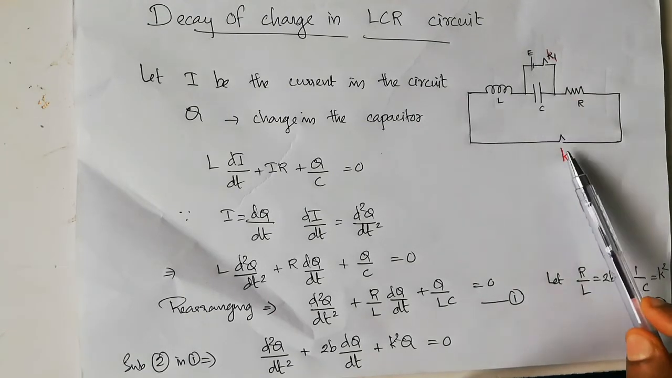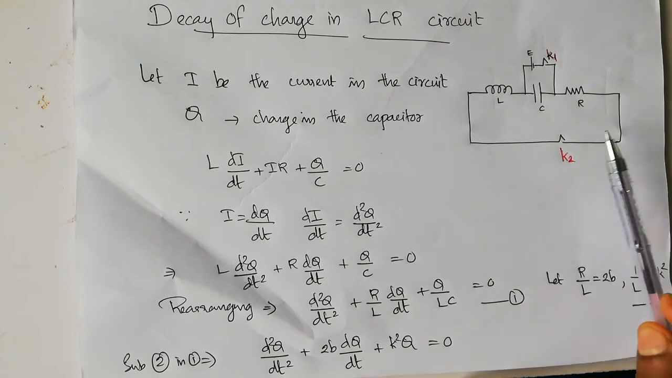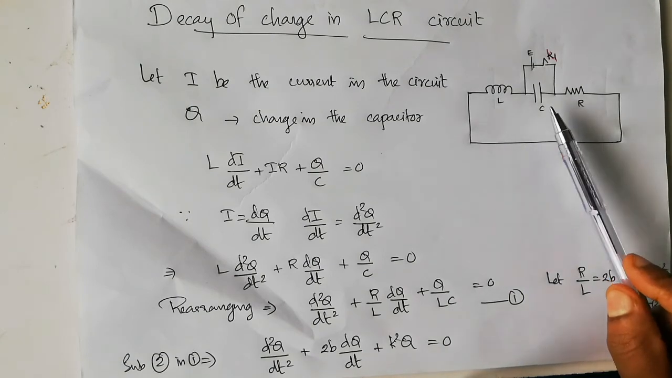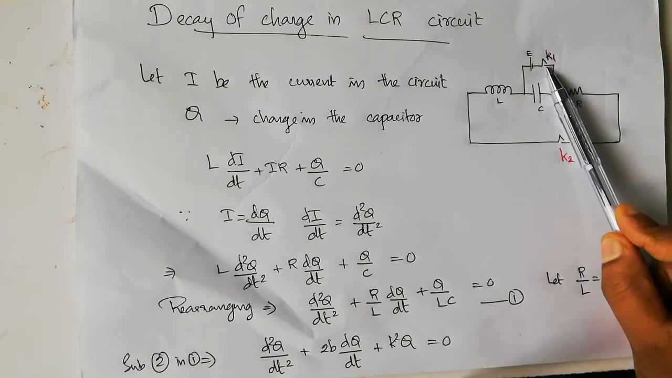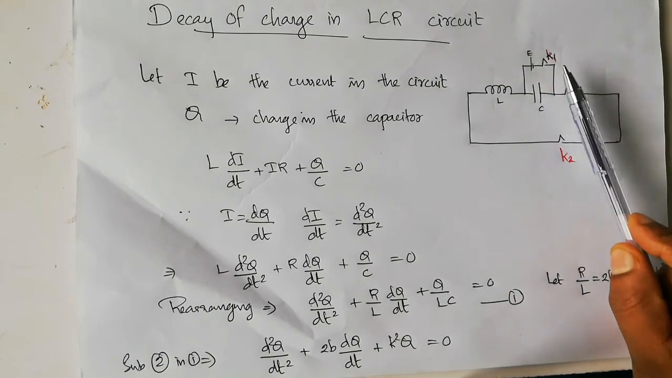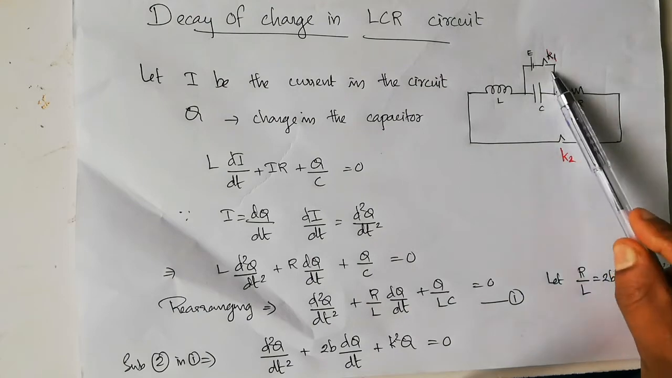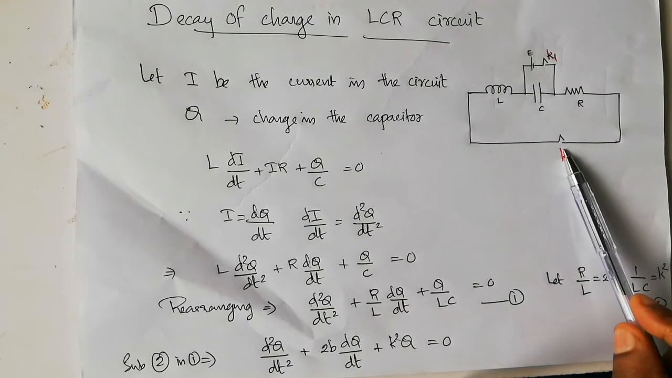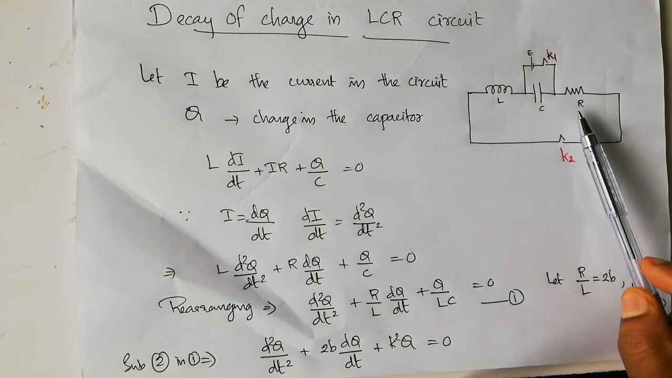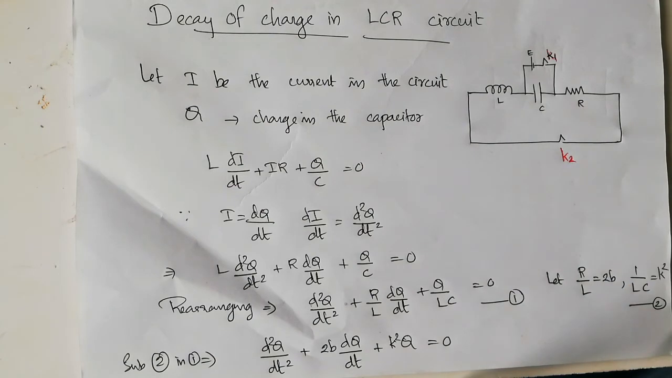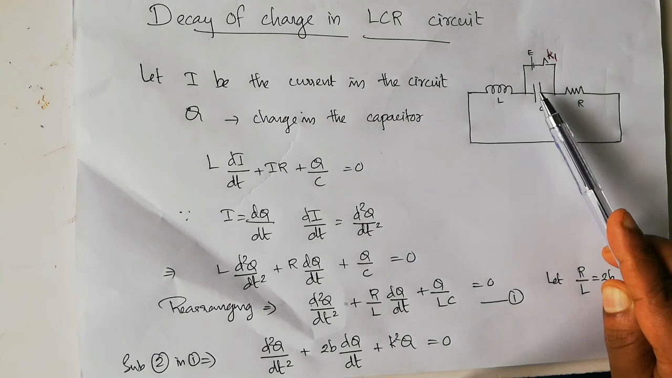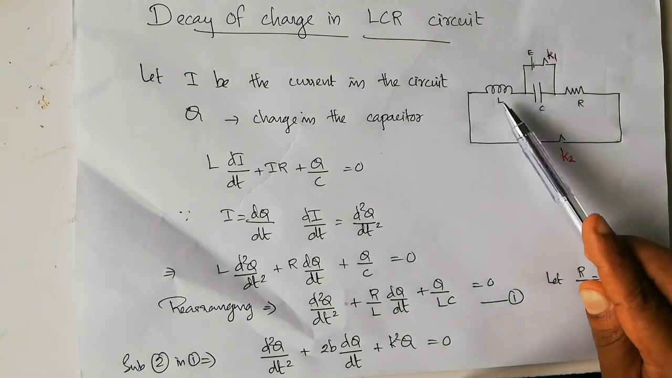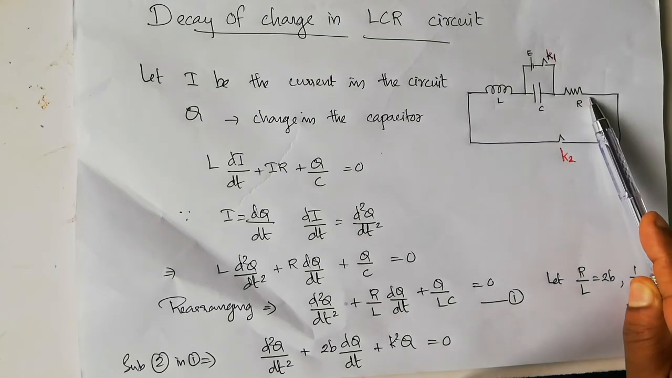Here the key K2 is kept open. Then the capacitor is charged to the maximum charge Q0 by closing the key K1. Now we can open the key K1 and close the key K2. Then there will be no applied EMF across the capacitor. Then the capacitor starts to discharge through the inductance and the resistance.